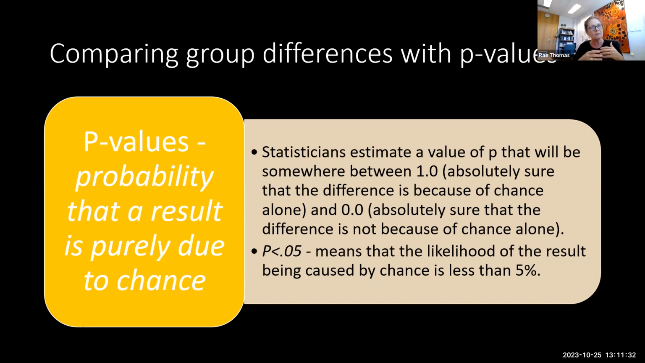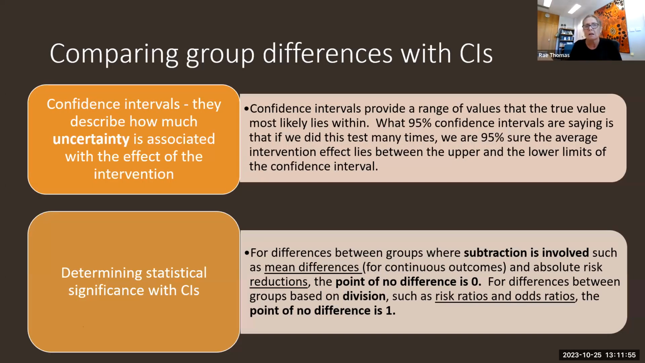So a lot of the newer papers are asking authors to move away from p-values and to put in confidence intervals. And that's what this talk is really about: how on earth do you read confidence intervals, and can you identify whether or not that confidence interval means those two groups are different? So here's a confidence interval. When we're comparing group differences with confidence intervals, the confidence interval describes how much uncertainty is associated with the effect of an intervention.